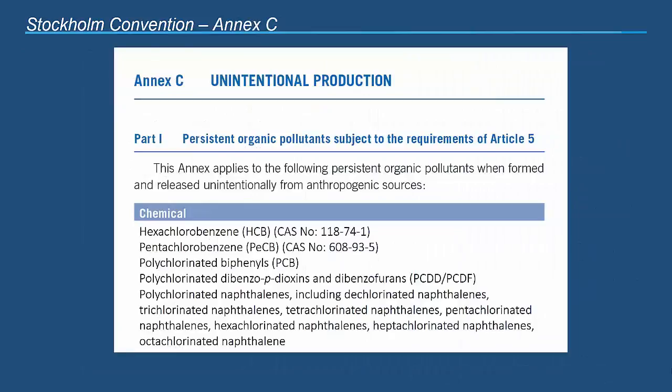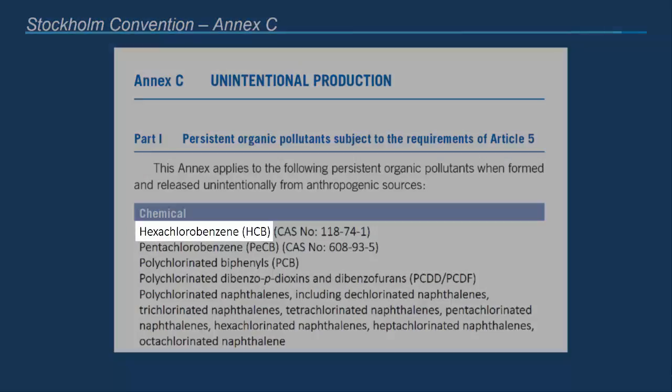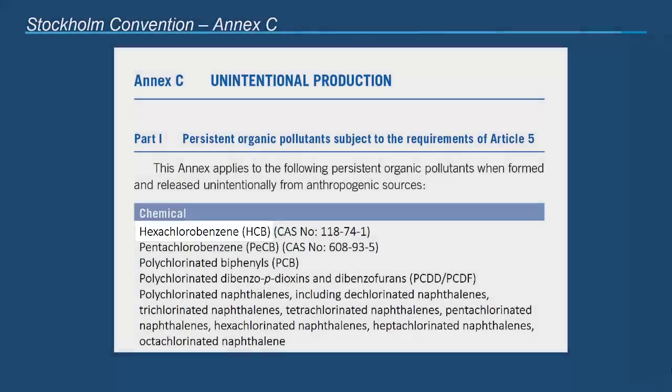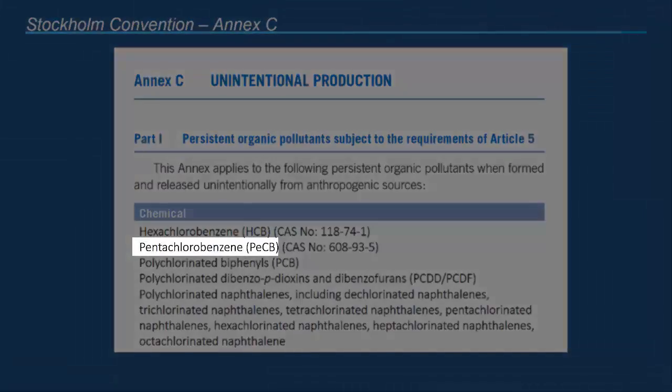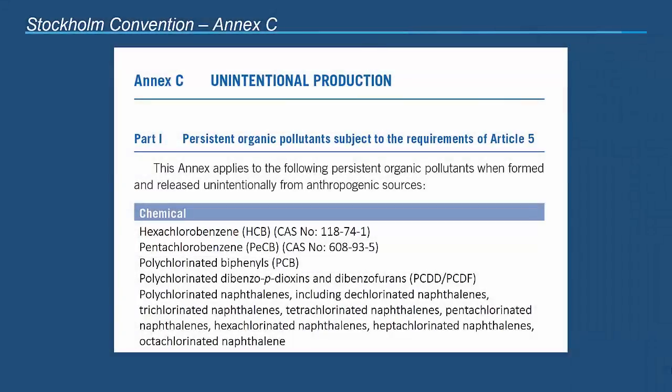Annex C lists the UPOPs currently addressed by the Convention. The first two listings are single chemicals, hexachlorobenzene and pentachlorobenzene. The next 3 listings are groups or families of chemicals. The chemicals in each family share the same basic molecular structure.